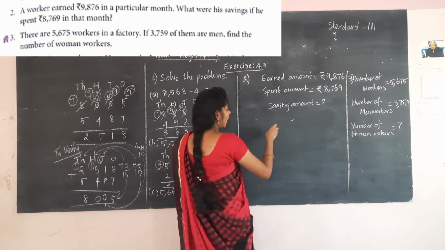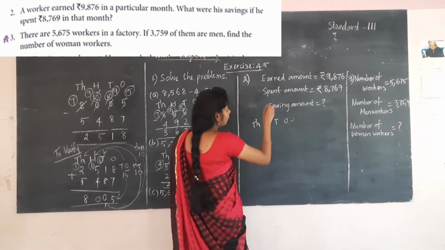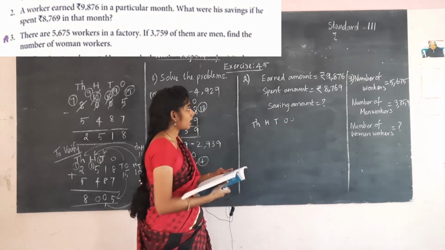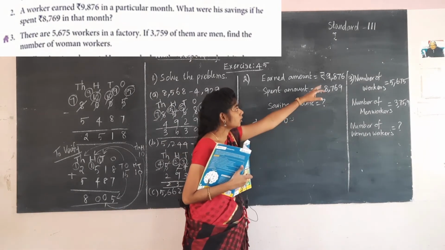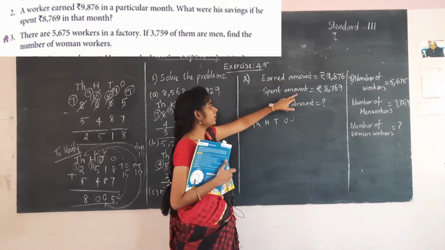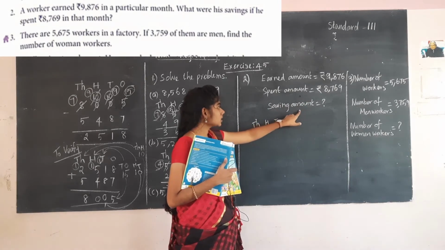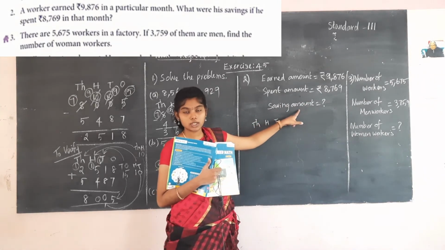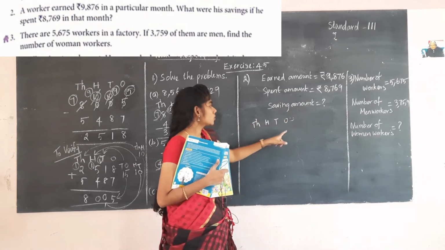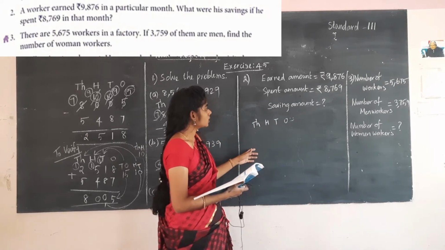Before subtracting, you have to write the places: ones, tens, hundreds and thousands. Now fill the numbers in the places. First write the greatest number, that is 9,876, because that was the earned amount. From the earned amount we subtract the spent amount, so you will get the savings, the remaining amount he has. This one is a homework sum for you, so do this as your homework.